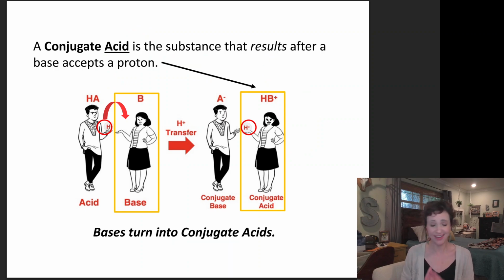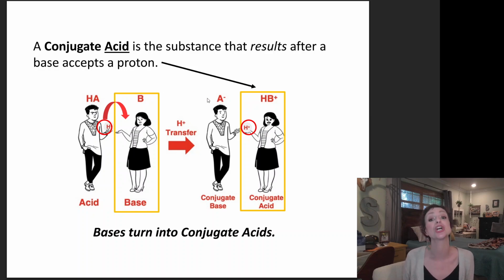So now let's look at the other side of this, okay? What is going on with the base, the person who accepts the proton? Well, this is where we get into conjugate acids. A conjugate acid is the substance that results after a base accepts the proton. So over here, we've got our girl, right? We have established that she is accepting that proton from the acid guy, right? But as a result of that, she now turns into somebody different. She is the same girl, but she is now holding that proton. If she's got the proton, then she's the acid on the product side, okay?